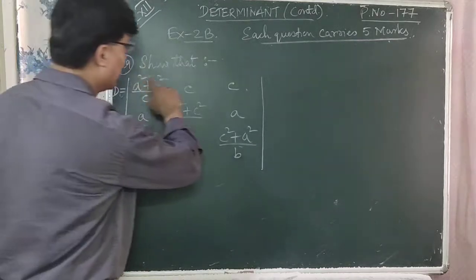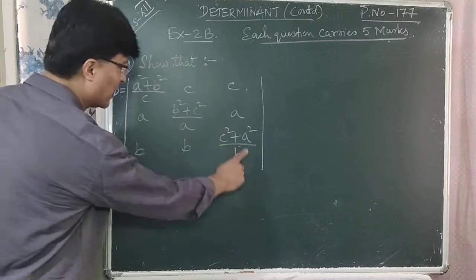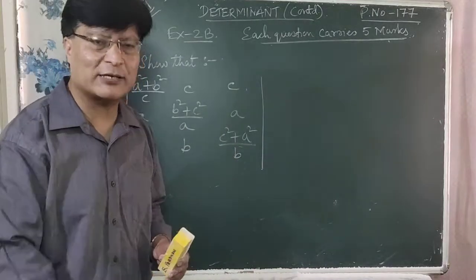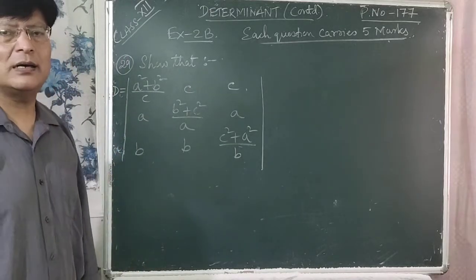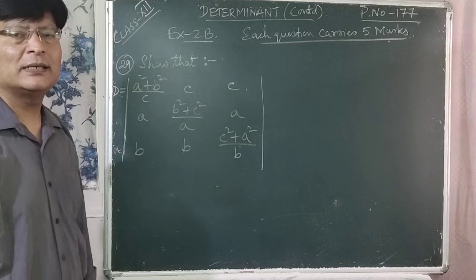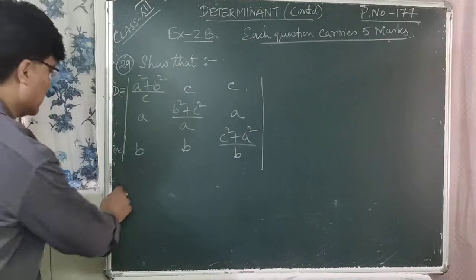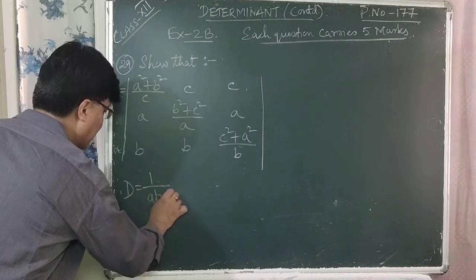So we are multiplying the first row by c, second row by a, third row by b. We are multiplying ourselves, but you have to cancel that one also. So what should we write outside the determinant? 1 upon abc. Clear? So write down. Therefore, D is equal to 1 upon abc.